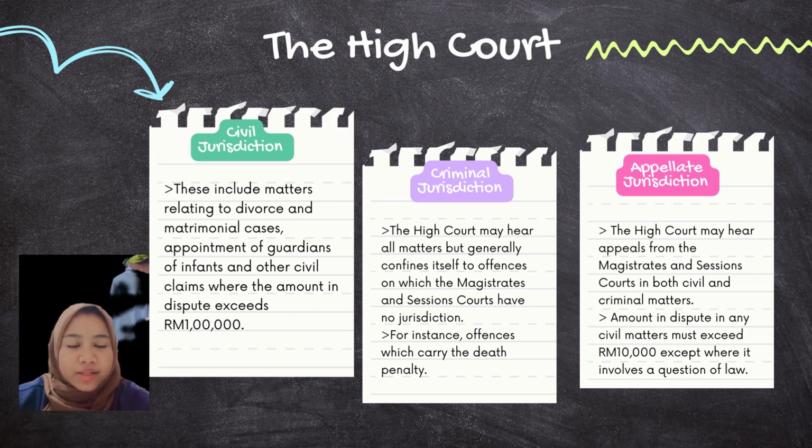Next, the High Court is divided into three jurisdictions, which are civil jurisdiction, criminal jurisdiction, and appellate jurisdiction. Firstly, civil jurisdiction. These include matters relating to divorce and matrimonial cases, appointment of guardians, infants and other civil claims where the amount in dispute exceeds RM100,000.